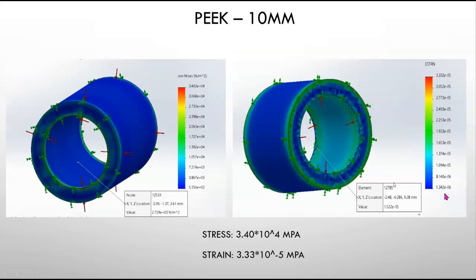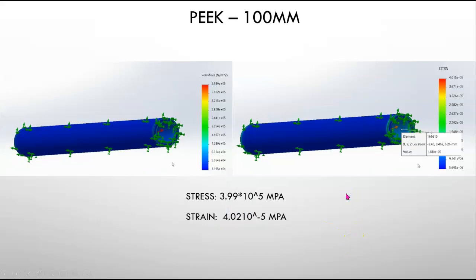I also did this for the 10 millimeter one as well, PEEK. So there is the stress and the strain, kind of a bit of an outlier going on there. And then I also did it for the 100 millimeter, so it had a 4 times 10 to the 5 megapascals stress, and a strain of 4 times 10 to the negative 5.